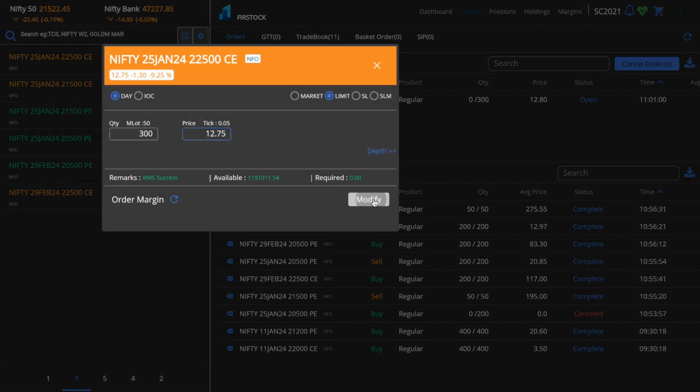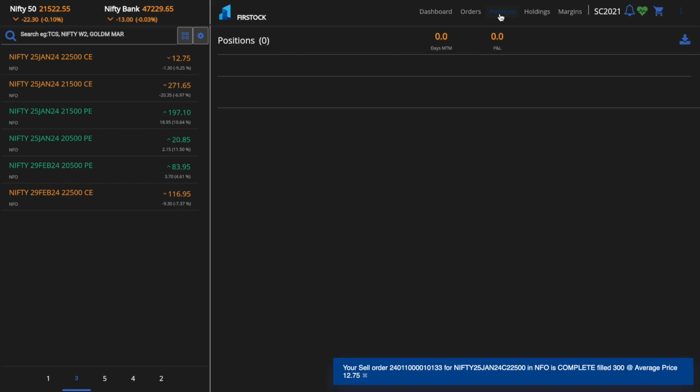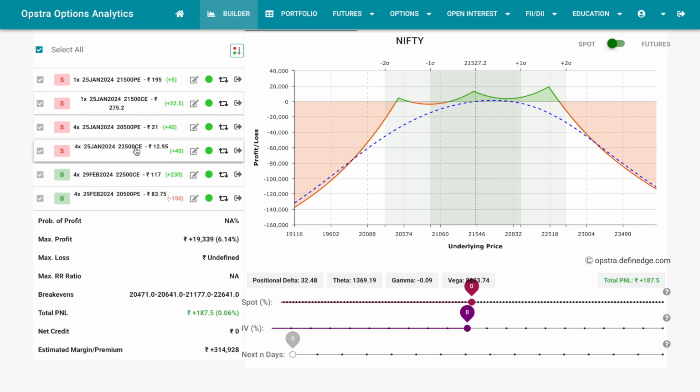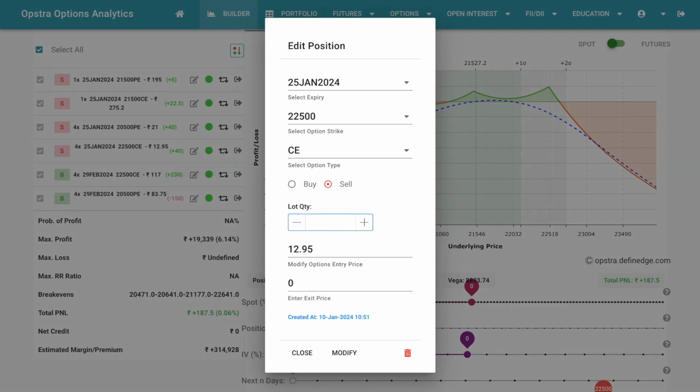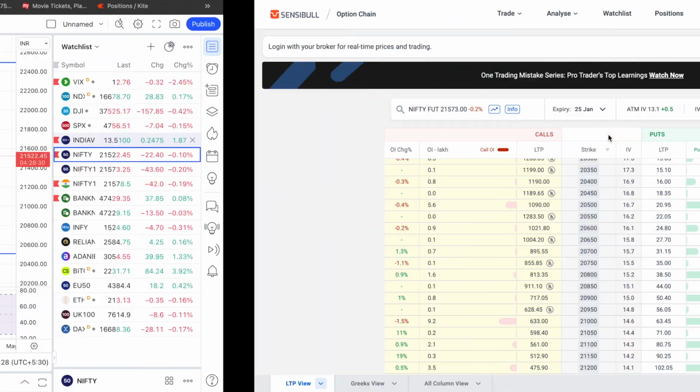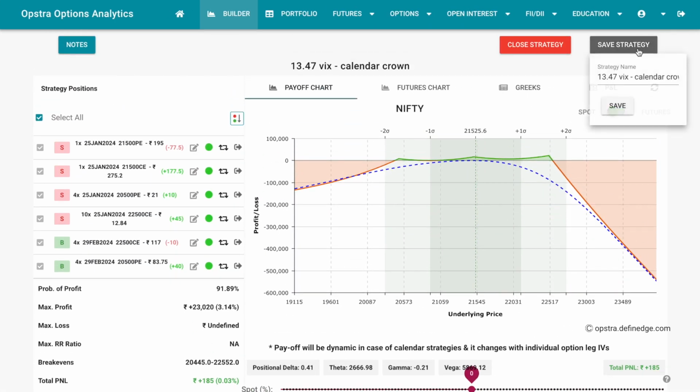75. Let's check this out. Okay, it is executed. 12.84, 500 quantity at CE, 10 lots. 12.84, modify. This is the strategy we are looking at now, at 13.5 wicks. Okay, we can save this strategy. 13.5. Let's make it 13.5 only.